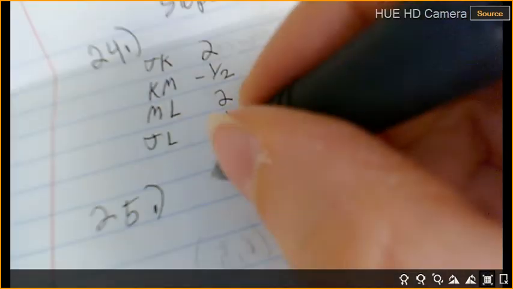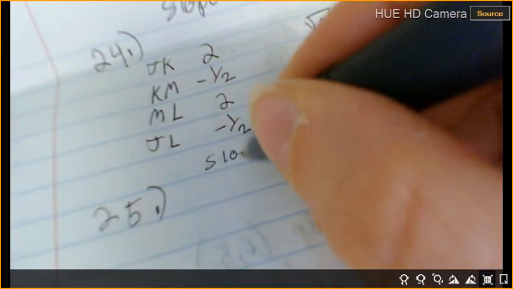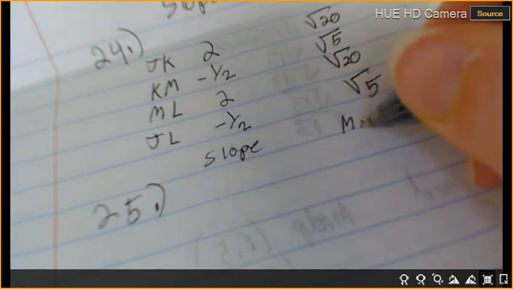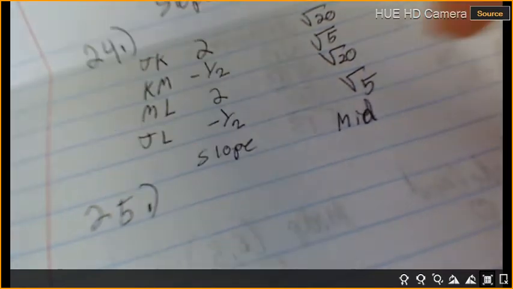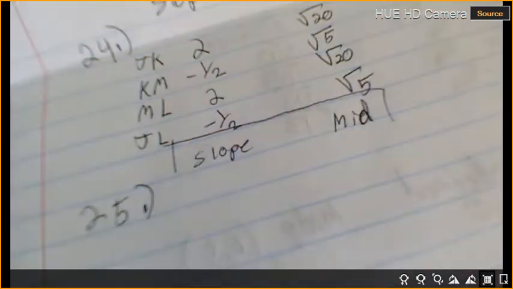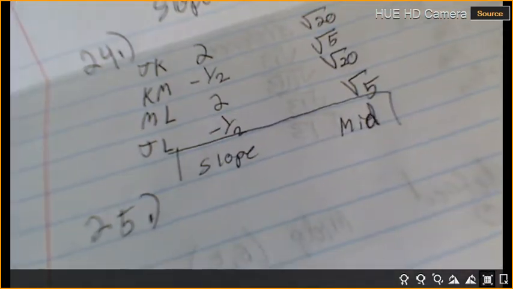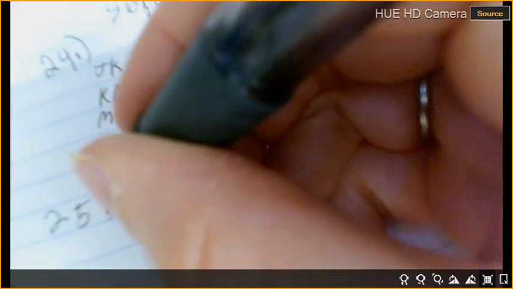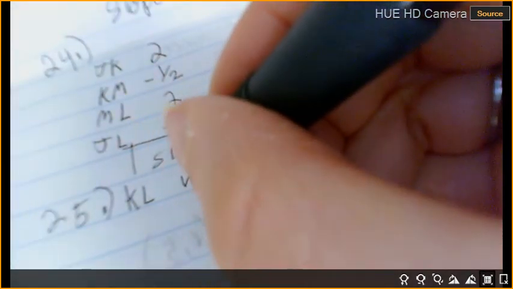25, we're looking for the slopes and the midpoints of the diagonals. So for number 25, we have K to L. The slope is undefined because it's straight up and down.